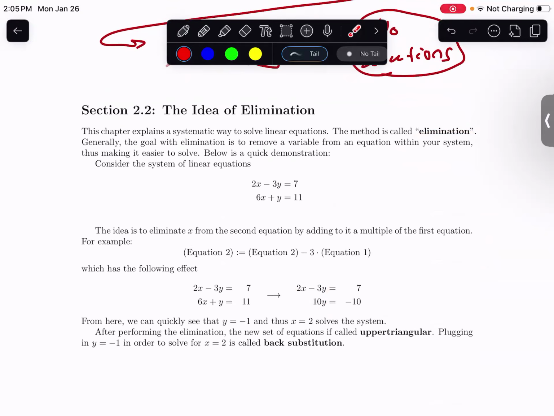And then we were also able to solve the system of linear equations by using back substitution. After reducing this system to this system, you get 10y is equal to minus 10. Divide both sides by 10 to get y is equal to minus 1.